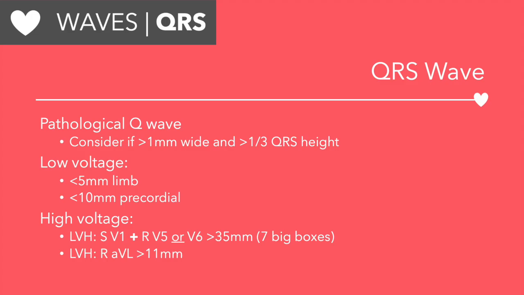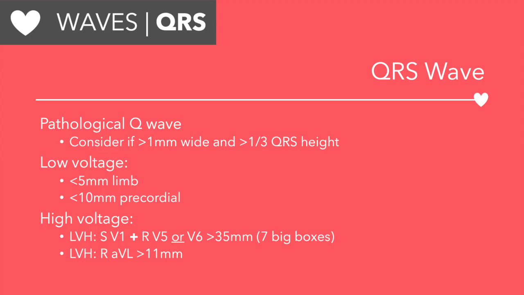QRS wave. For the purpose of the QRS complex, we're going to be looking at the morphology of the wave itself. We're going to see if there's any pathological cues and how low or high the voltages are. The QRS width, whether it's narrow or wide, will be explored in the next section, the intervals.